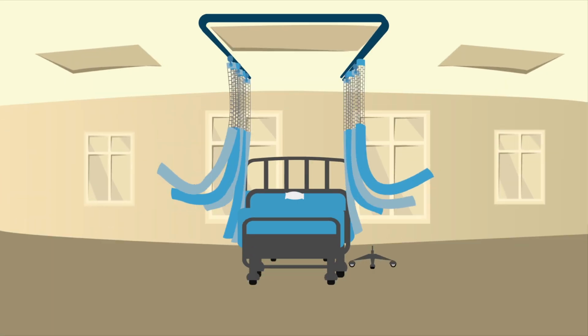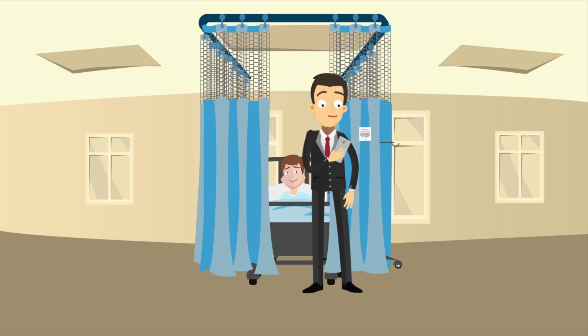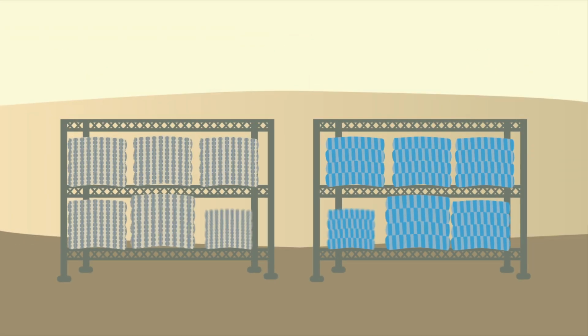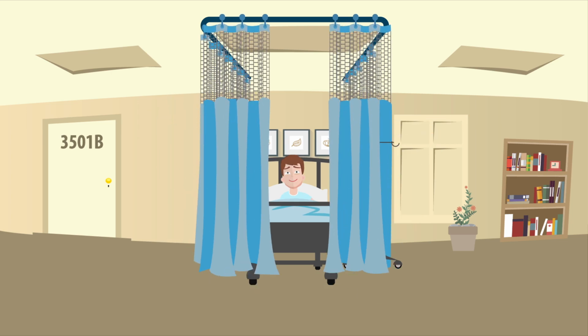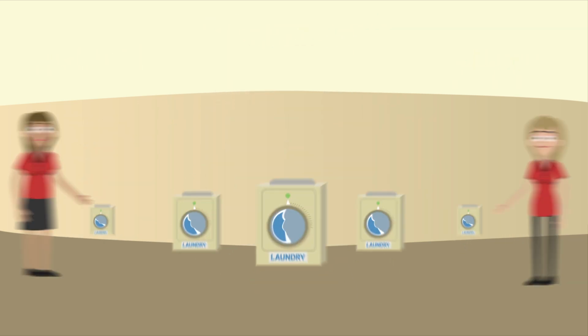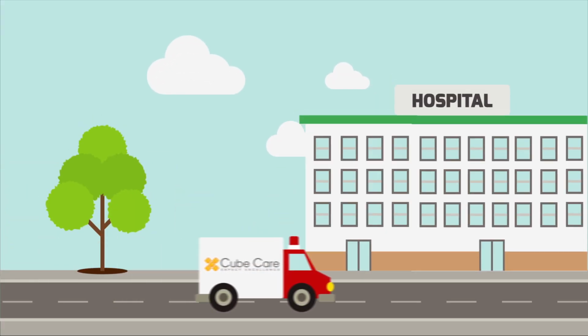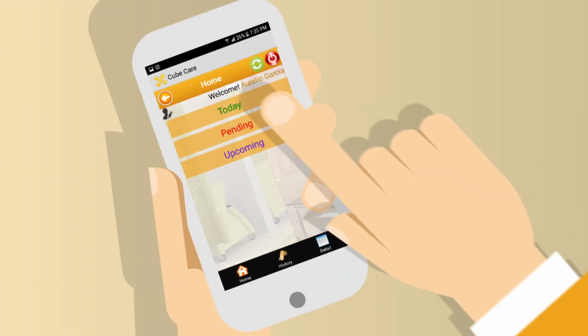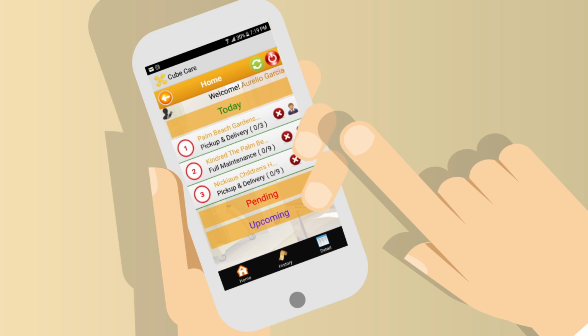At any time, you can scan the barcode on the tracker curtain with your smartphone and instantly see that unit's entire history. You can also find out precisely where a curtain is located right now, whether it's in a storage facility or, say, in room 3501B by the window, at our dedicated laundry center, or on its way to you. You'll always know what work needs to be done to each unit and when it should be completed, all at the touch of your fingers.